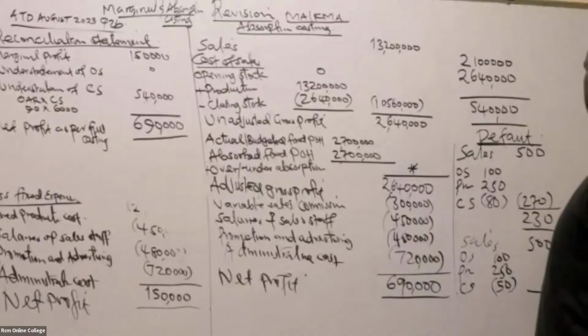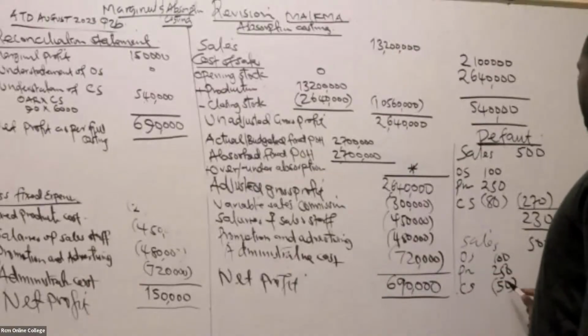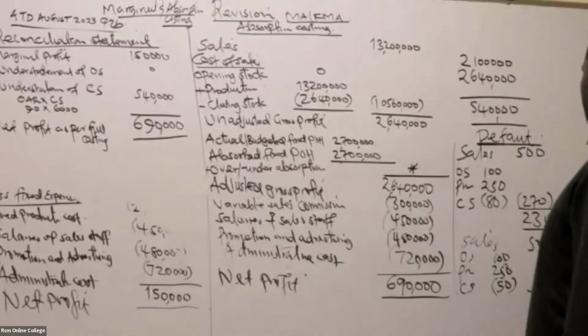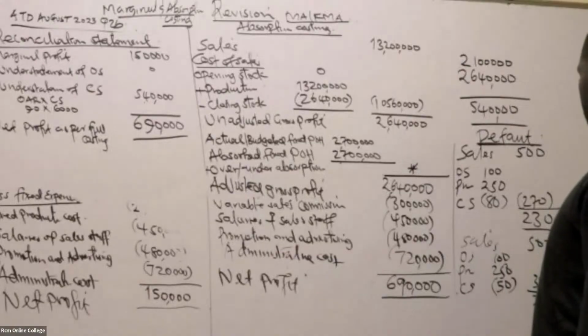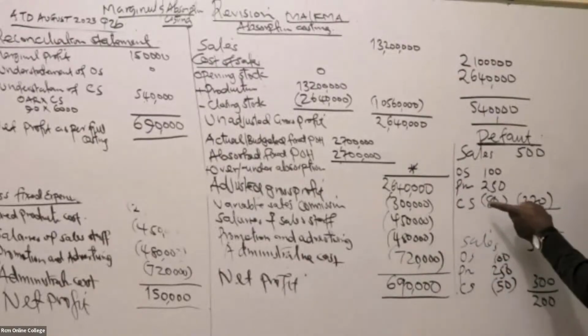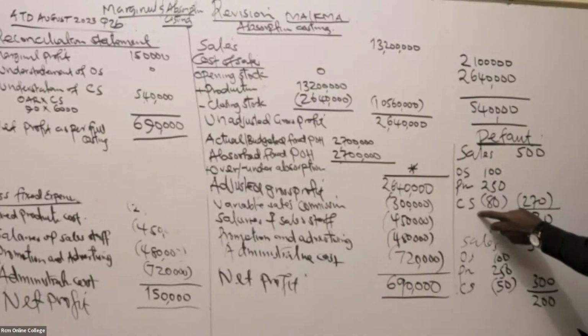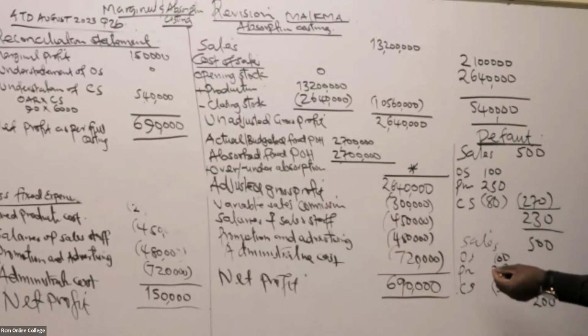So what is the cost of sales? 100 plus 250, that is 350. Minus 50, 300. What will we have here? It will give us 200. Right? When I now understate closing stock from 80 to 50, that is understating it by 30, look at what's happening to my profit. When I understate closing stock by 30, my profit is understated by 30. My profit reduces from the real one of 230 to 200.